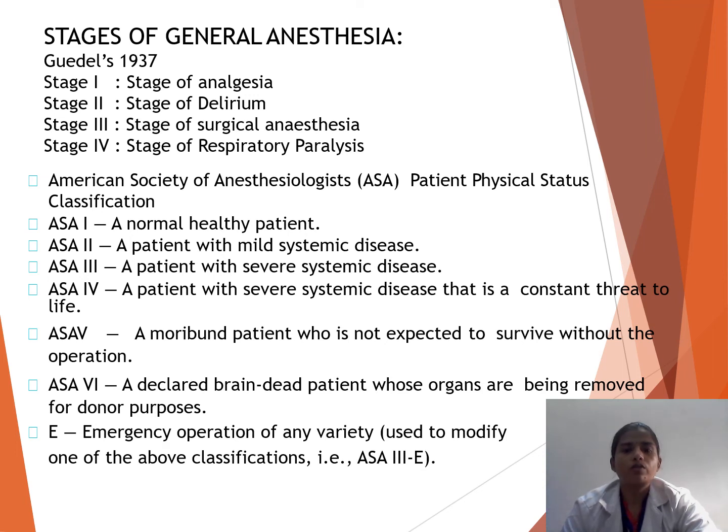The American Society of Anesthesiologists classified patient physical status as: ASA 1, a normal healthy patient; ASA 2, a patient with mild systemic disease; ASA 3, a patient with severe systemic disease; ASA 4, a patient with severe systemic disease that is a constant threat to life; ASA 5, a moribund patient who is not expected to survive without the operation; ASA 6, a declared brain dead patient whose organs are being removed for donor purposes; E, emergency operation of any variety, used to modify one of the above classifications, for example ASA 3E.